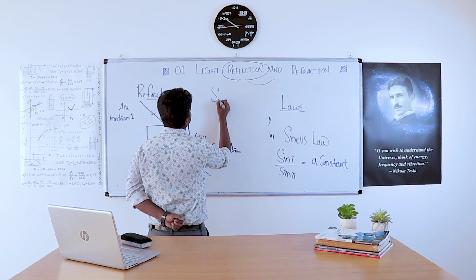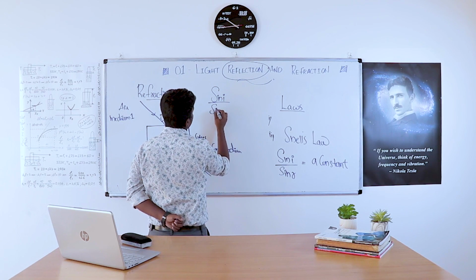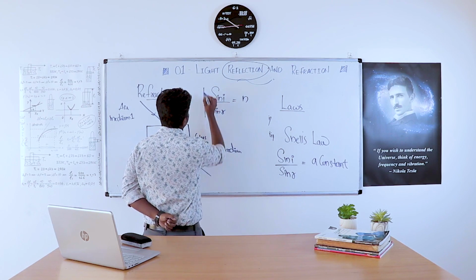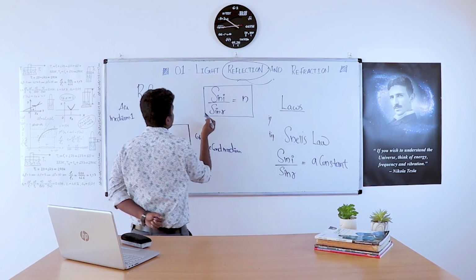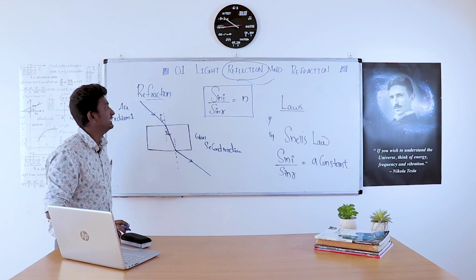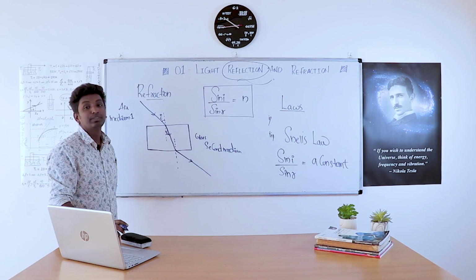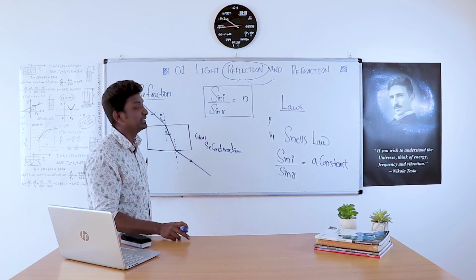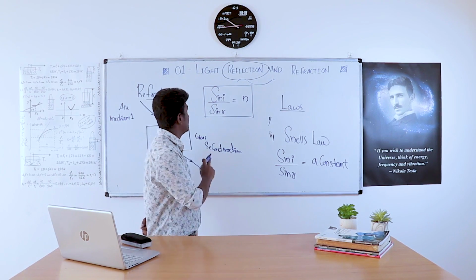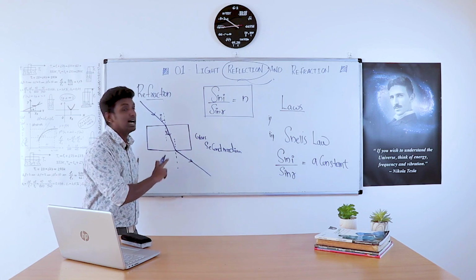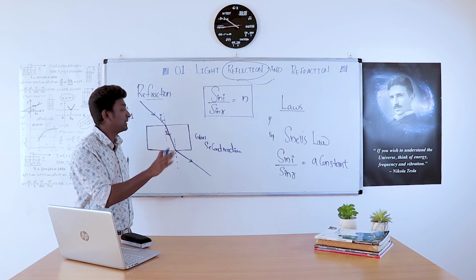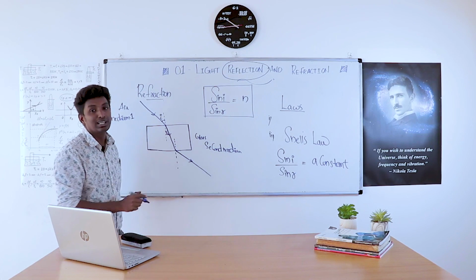So we can write sin i by sin r is equal to small letter n, where n is known as the refractive index of the medium. These are the two laws of refraction. Which are the laws? The incident ray, refracted ray, and the normal at the point of incidence lie on the same plane. The second law is known as Snell's law.